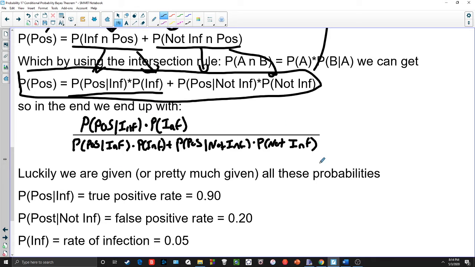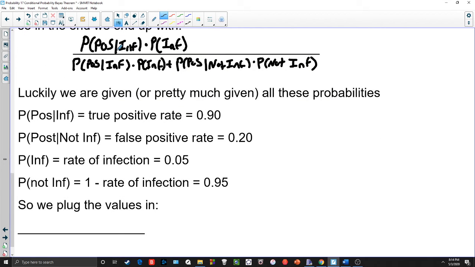Now, once we break it down to this version, we know all the pieces. So now we can actually complete this fraction, because we know that positive given that you're infected is a 90% rate, because this is a true positive result. It's the probability that you test positive given that you're infected. So we have 0.9 for the true positive rate, times the infection rate, which is 0.05 because 5% of the population is infected, not 0.5.